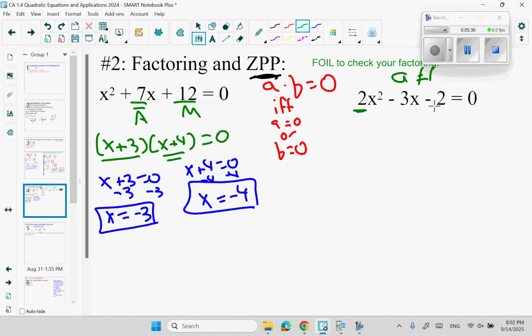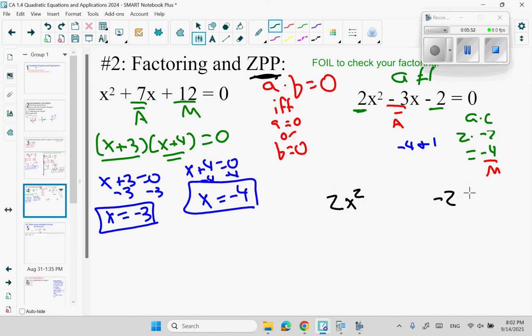So I'd multiply a times c to get 2 times -2, which is -4. So now I'm trying to find something that multiplies to -4 that adds to -3. Well, that would naturally be -4 and +1. So I'm going to rewrite the expression. My first and last term stay the same, and the -4 and 1 go in the middle, replacing my -3x.